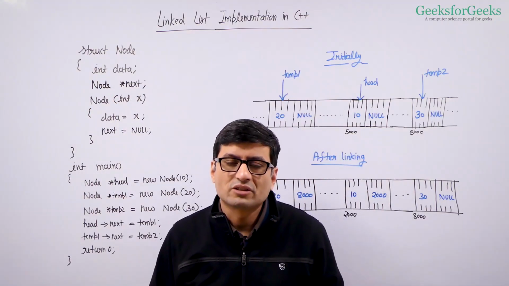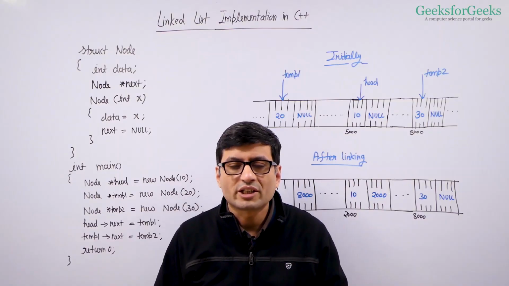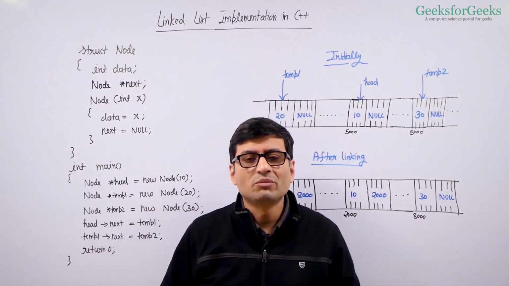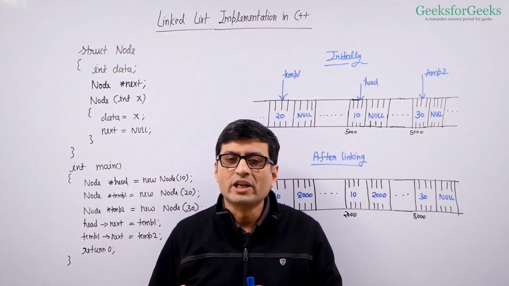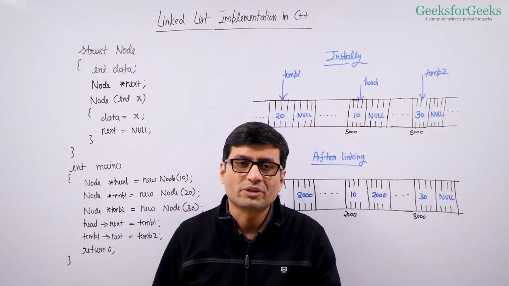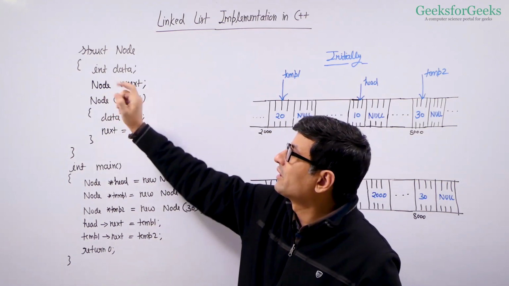It is like arrays. You can have an array of characters, an array of integers, array of float, or an array of custom data type like student. Similarly, we can have linked lists of characters, integers, floats, or doubles, or a custom data type. For simplicity, we are using an integer data here.